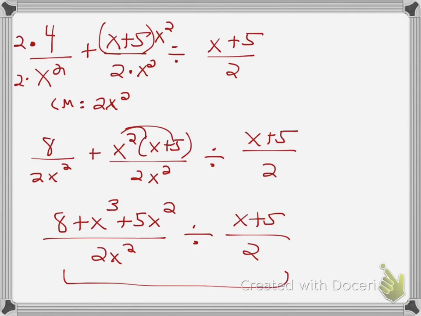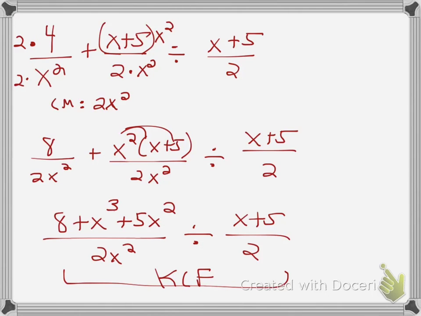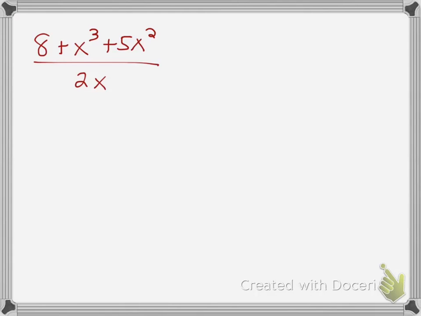Now from here, this is our KCF. Keep the first fraction, change the operation, flip the second fraction. Right? So we're going to write this as 8 plus x cubed plus 5x squared being divided by 2x squared. Change it and flip it. So now we can actually work with this. Now we actually have a numerator that we can multiply with another numerator, denominator multiplied to another denominator.